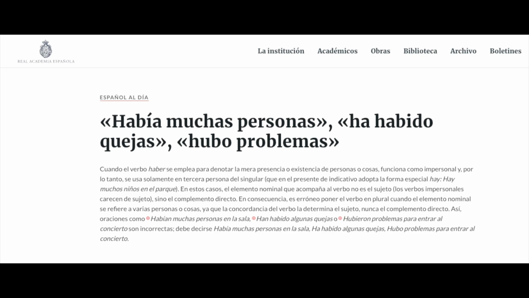But according to the Real Academia Española, the guys who make the Spanish rules and enforce them, they still say that this is incorrect. And the reason behind that is that when we're using the existential form of haber to denote the mere presence or existence of people or things, then it functions as impersonal. And impersonal verbs can't actually have subjects. And therefore, we're going to use había and hubo just like that in the singular, even if we are talking about plural nouns in that sentence.